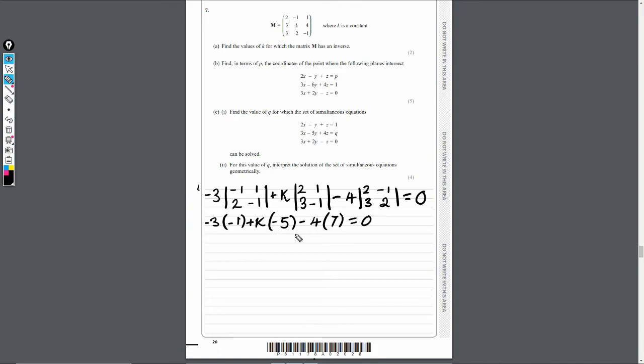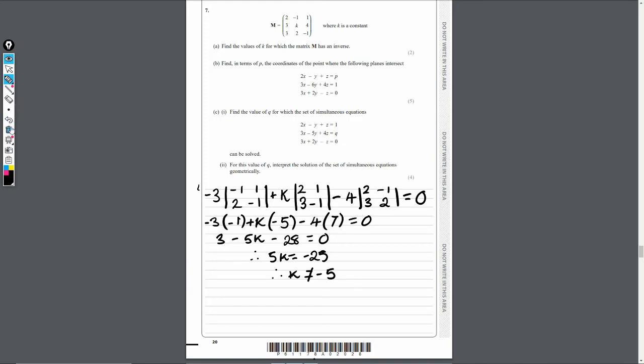Now we're just going to solve for k. So minus 3 times minus 1, I get 3. k times minus 5, I get minus 5 lots of k. Minus 4 times 7, I get minus 28. It's equal to 0. Now I'm going to simplify this. So I'm going to get 5k is going to be equal to, oh sorry, this is equal to minus 25. So therefore, k, now remember we don't want this value, so therefore k cannot be equal to minus 5. That's the only value that we can't have. So any other value will give us an inverse. Okay, so that's part A done.